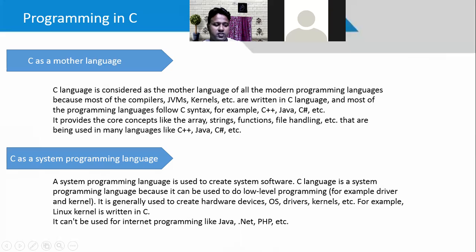C as a system programming language. A system programming language is used to create system software. C is a system programming language because it can be used to do low level programming. It is generally used to create things like OS, drivers, and kernels. The Linux kernel is also written in the C programming language.